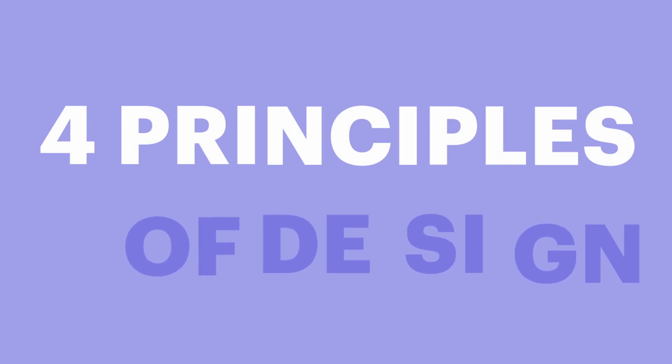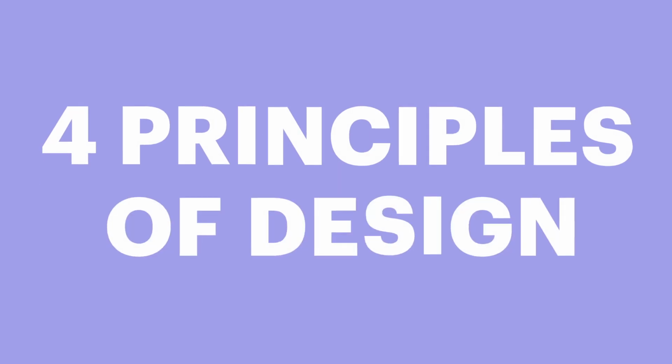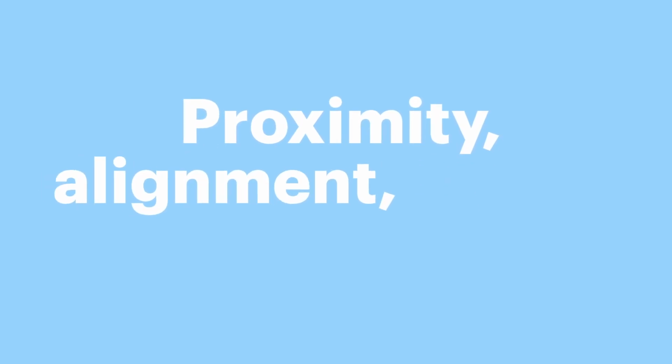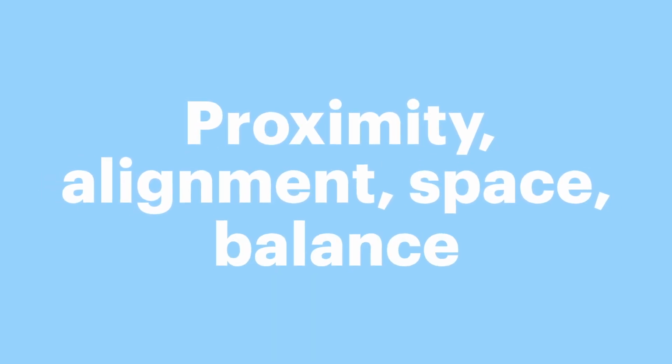Design principles are rules that help us arrange elements in a more balanced composition. We'll explore 4 of them: proximity, alignment, space, and balance.